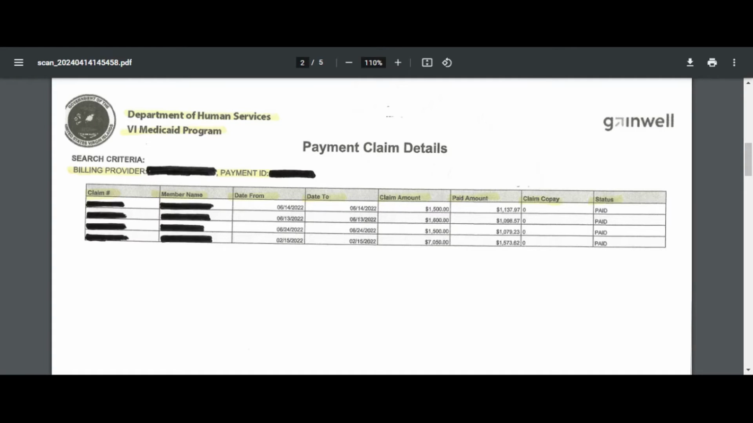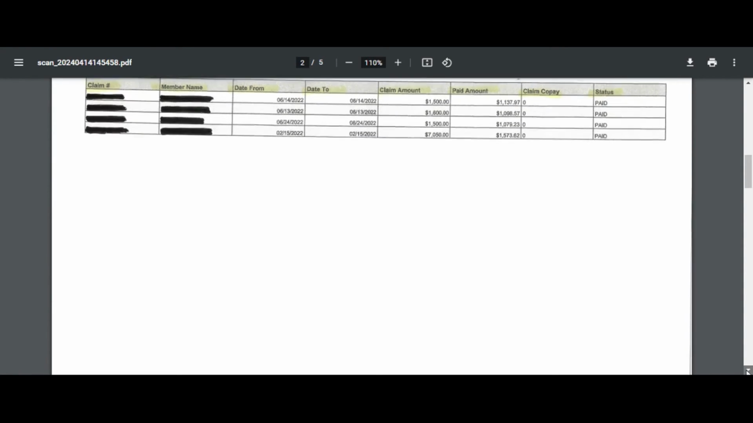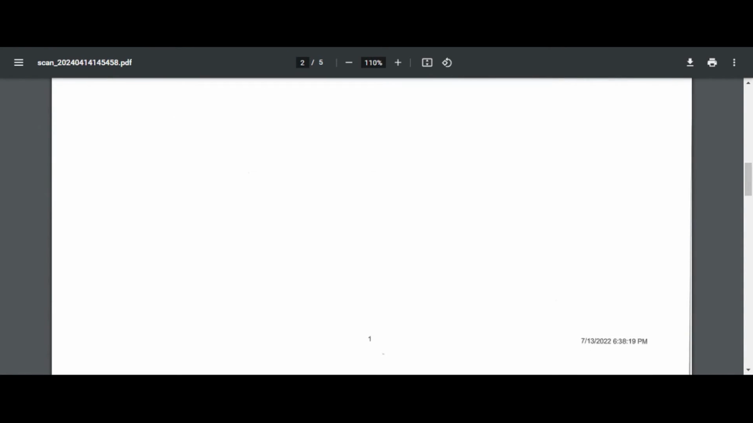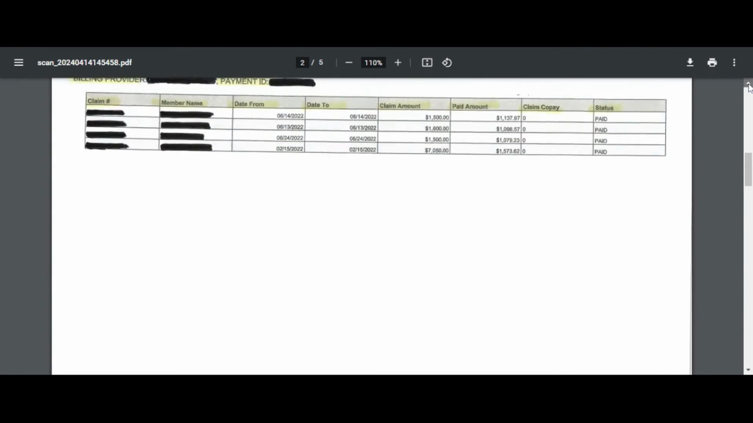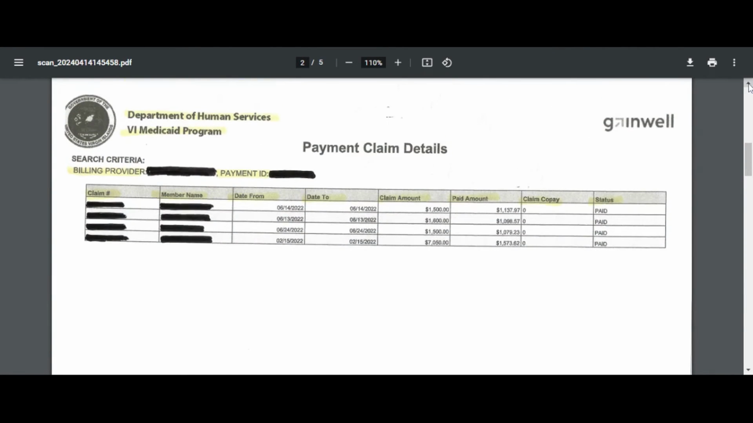In this situation, if something was denied, it would say denied in the status area, and I would have to go into the payer's portal to see the reason for why it was denied. A lot of payers put the reason on the same remit. This payer doesn't. It is empty. So I need to go into the payer's portal and see why it was denied.